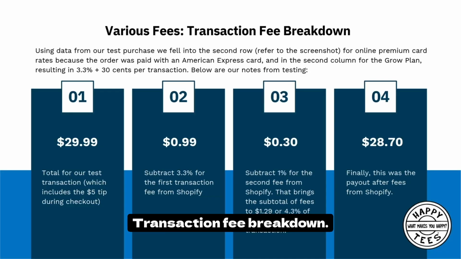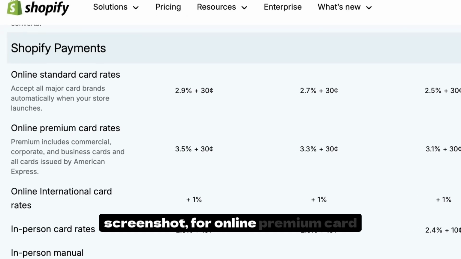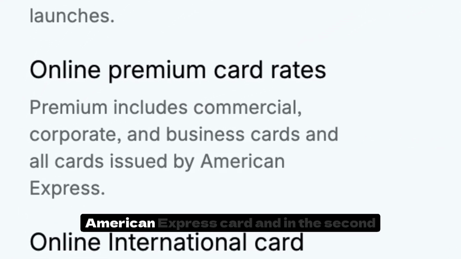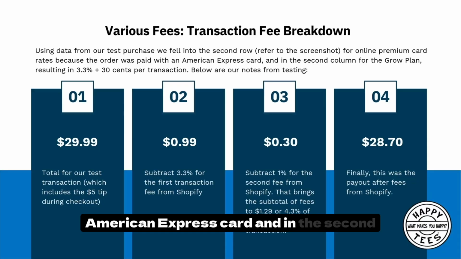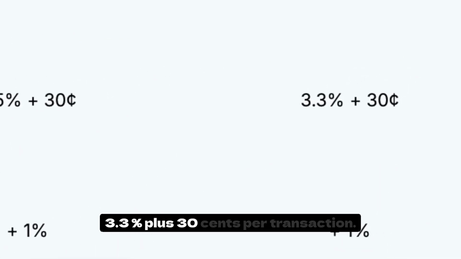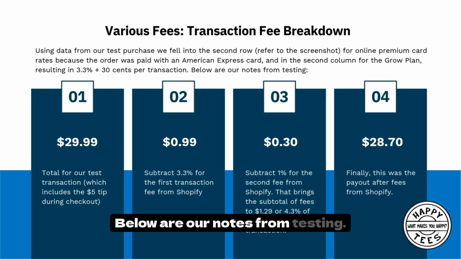Transaction fee breakdown. Using data from our test purchase, we fell into the second row, refer to the screenshot, for online premium card rates because the order was paid with an American Express card, and in the second column for the Grow plan, resulting in 3.3% plus 30 cents per transaction. Below are our notes from testing.